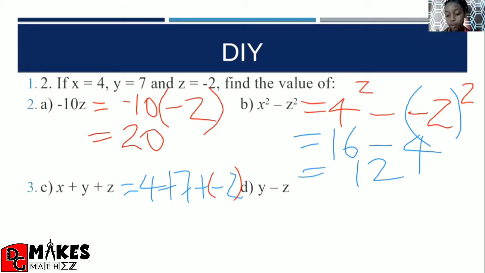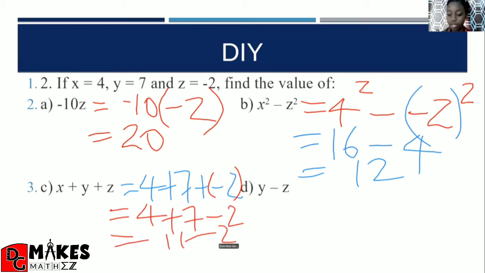So here we go, 4 plus 7 plus -2. So it's going to be 4 plus 7 minus 2. 4 plus 7 gives us 11. You can write that down if you want. Minus 2, which eventually gives us 9. I'm out of space. All right, which gives us 9.